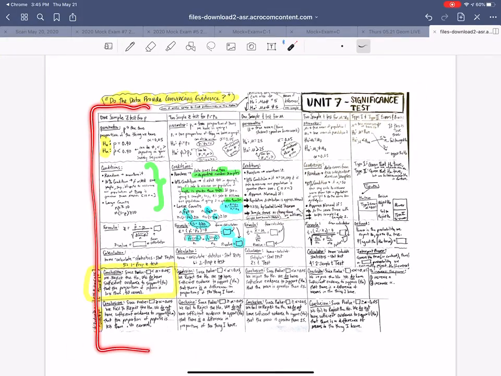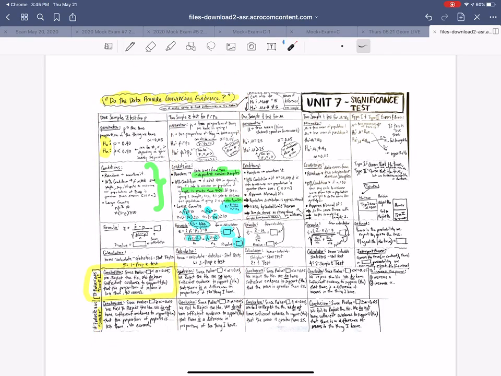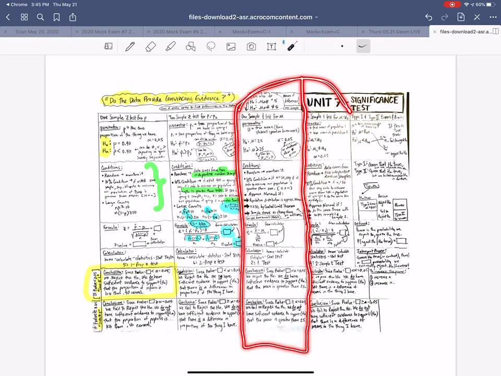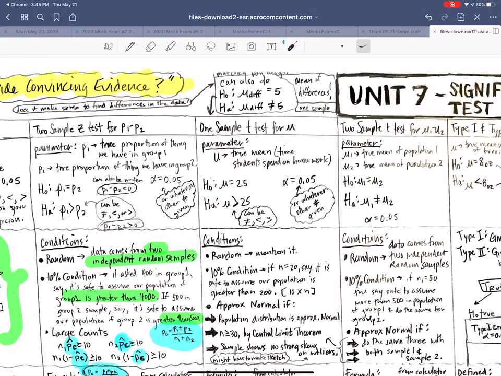So this is if they ask one group a yes or no. This is if they ask two groups a yes or no. All right, these are proportions. If it's a mean question, I'm doing this. This is if I have one group, a mean question, or two groups, a mean question. So let's zoom in. One sample t-test for mu.